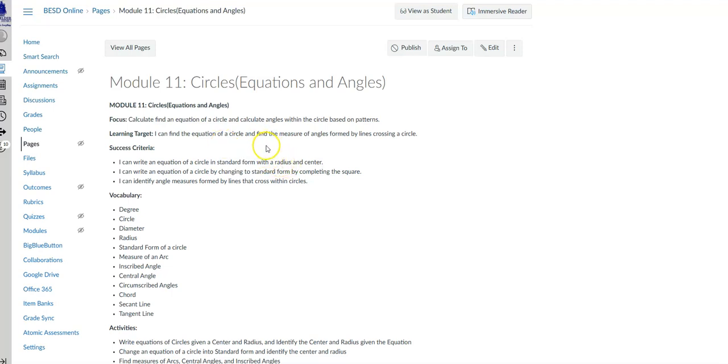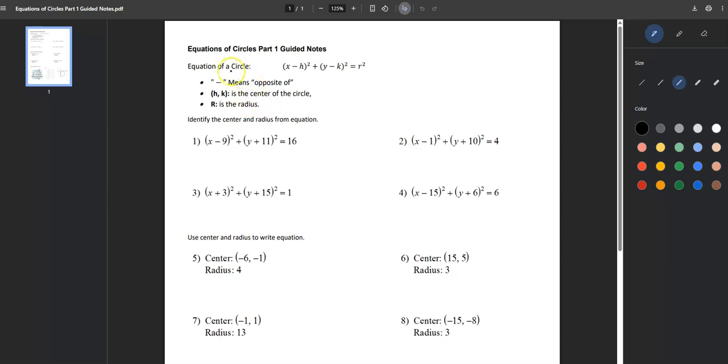Right now that's what our learning target is, and we're going to be more specific with the success criteria: you should be able to write equations in standard form with a radius and a center. So that is what we are looking at today. Again, we are trying to write equations of circles in standard form.